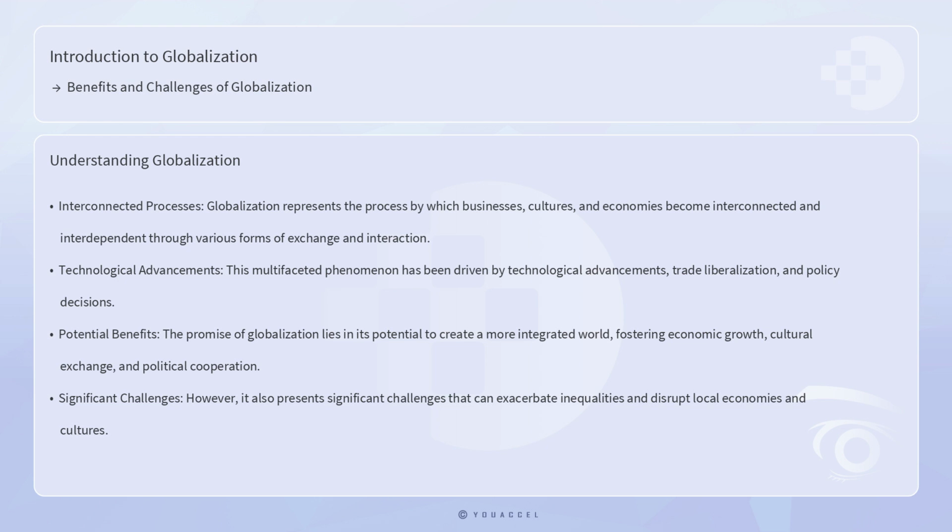Globalization represents the process by which businesses, cultures, and economies become interconnected and interdependent through various forms of exchange and interaction. This multifaceted phenomenon has been driven by technological advancements, trade liberalization, and policy decisions. The promise of globalization lies in its potential to create a more integrated world, fostering economic growth, cultural exchange, and political cooperation. However, it also presents significant challenges that can exacerbate inequalities and disrupt local economies and cultures.